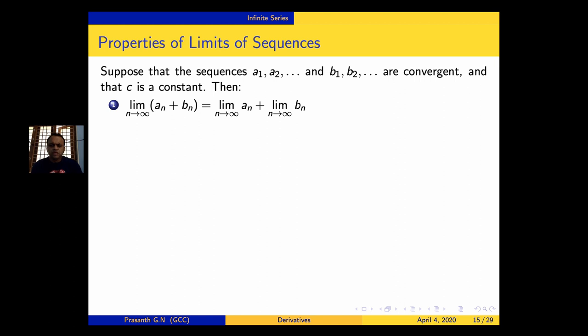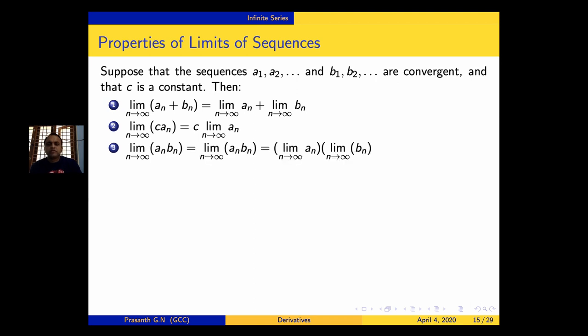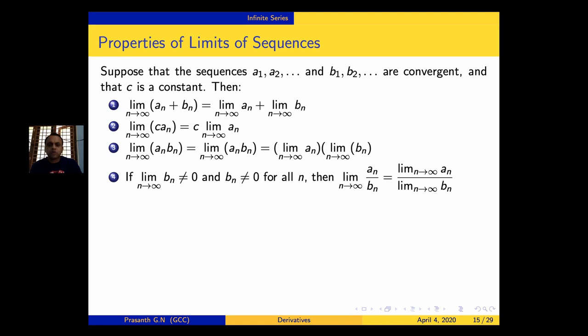We will discuss some properties of sequences. Suppose that a1, a2, etc., an, etc., and b1, b2, etc., are two sequences that converge, and c is any constant. Then the limit as n tends to infinity of an plus bn is equal to the limit of an plus the limit of bn. The limit of c into an is equal to c into the limit of an. The limit of an into bn is equal to the limit of an into the limit of bn. If the limit of bn is not equal to 0 and bn is not equal to 0 for all n, then the limit of an by bn is equal to the limit of an divided by the limit of bn.